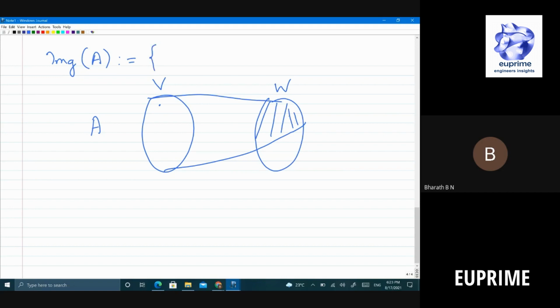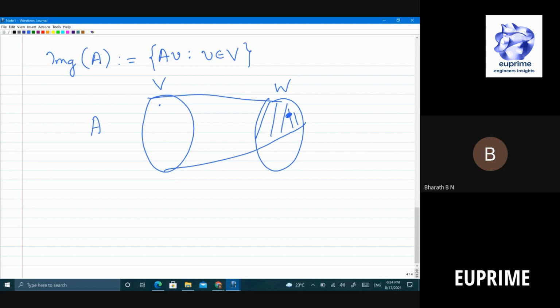It is all the vectors here in W. So what are those vectors? It's Av such that v belongs to V, v is a vector in V. I'll see what happens when I operate A, so it takes v to somewhere in W. I'll collect all those Av's, and that will give me the image. What can you say about the image?